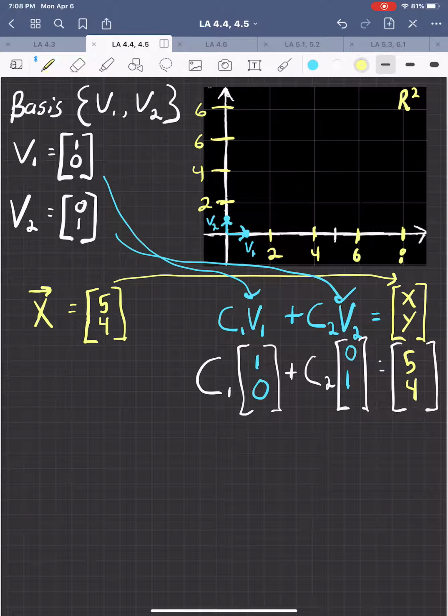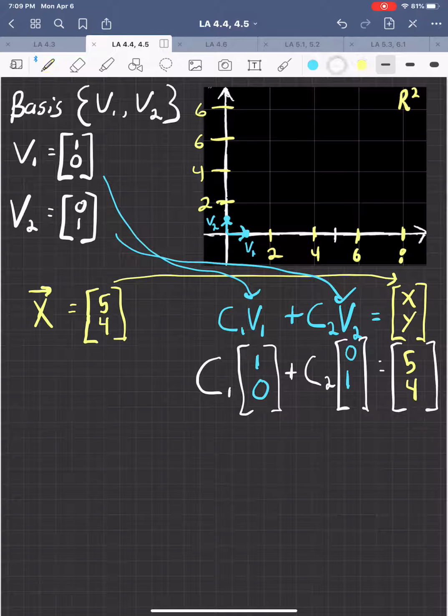This is our matrix equation, or vector equation, that we've seen many, many times. If you recall, when we're solving them, we're really solving for the scalars, the weights that you attach to the vectors. So there's got to be some weight, C sub 1, that you would scale to v sub 1, plus some weight, C sub 2, that you would scale to v sub 2, such that when all is said and done, you get the vector (5, 4).